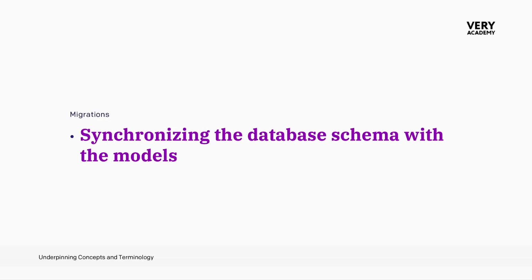The Django migration system plays a crucial role in synchronizing the database schema with our Django models. It's great because it facilitates this in a really seamless way, applying the changes to the database if we make any changes, and it really does reduce the risk of data loss or inconsistencies.